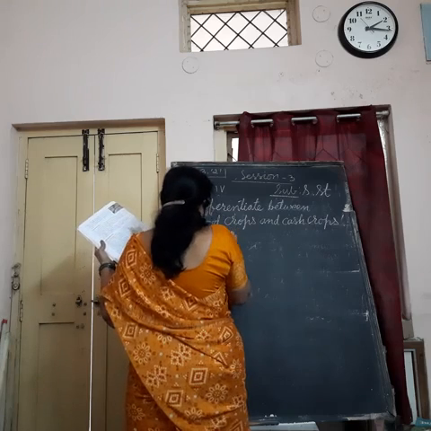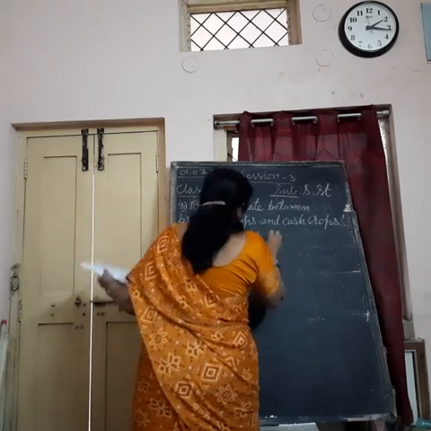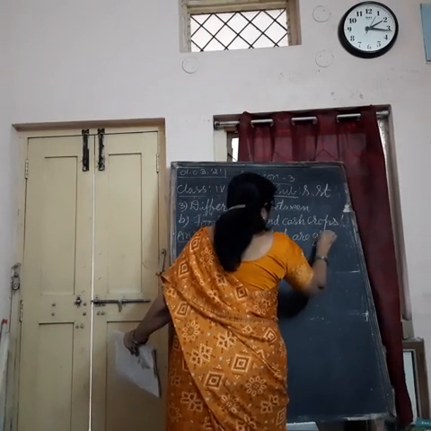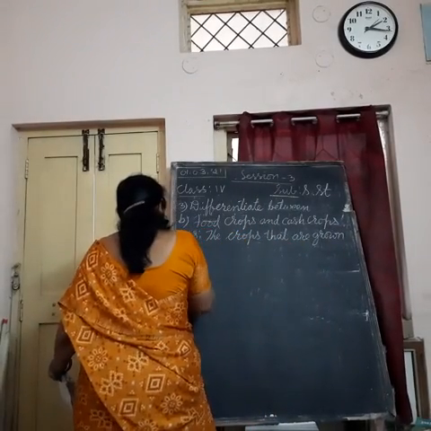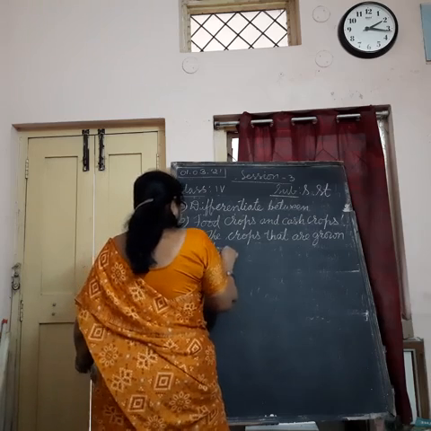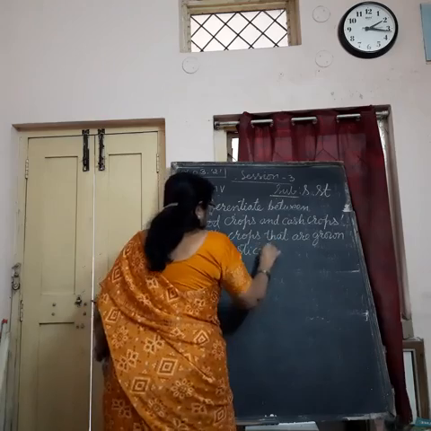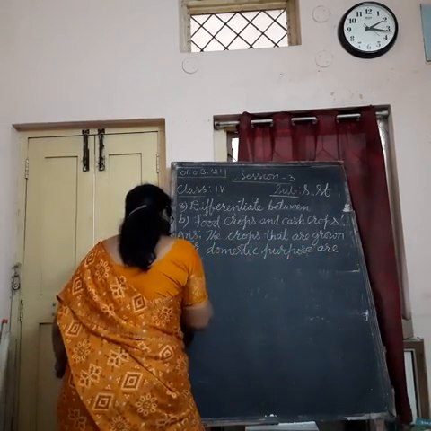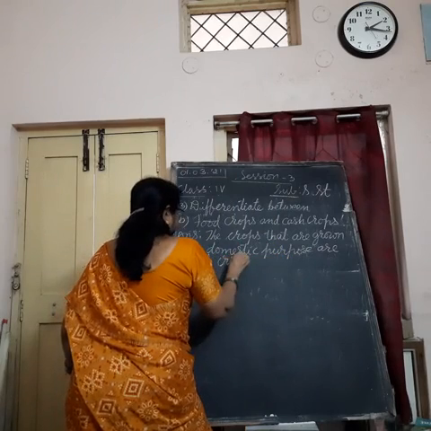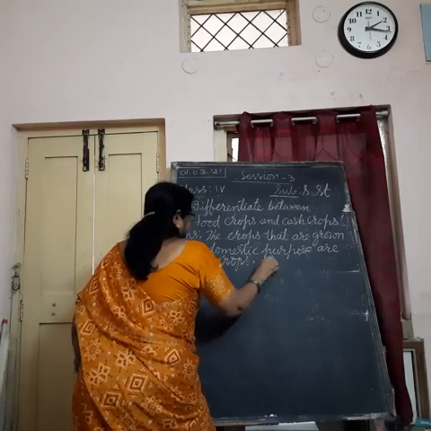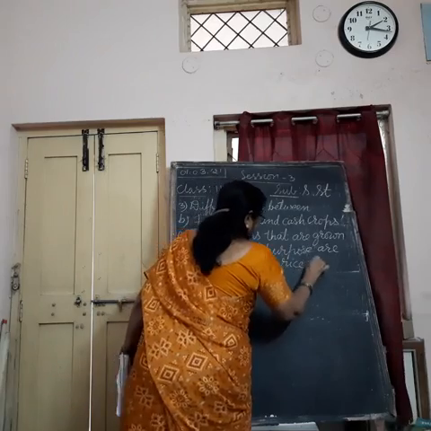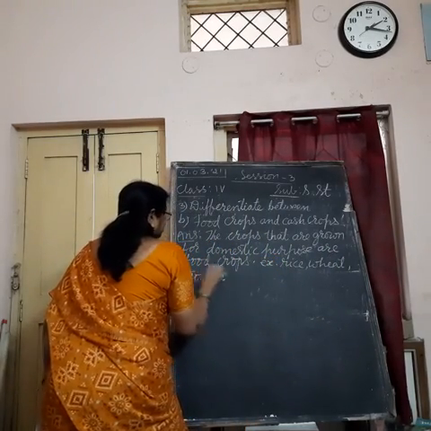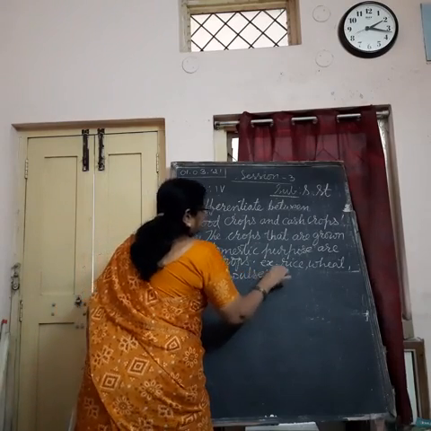Food crops are the crops that are grown for domestic purpose. Example: rice, wheat, jowar, pulses, vegetables.